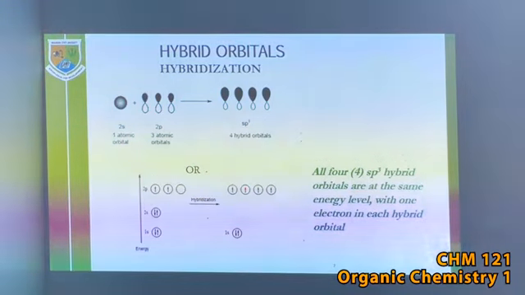Or we can show here that instead of the 2s just sitting there and then the 2p up there a little bit in energy, one of these electrons is promoted, and then we have 4 hybrid orbitals. This is also promoted, all of them occupying the same energy level.